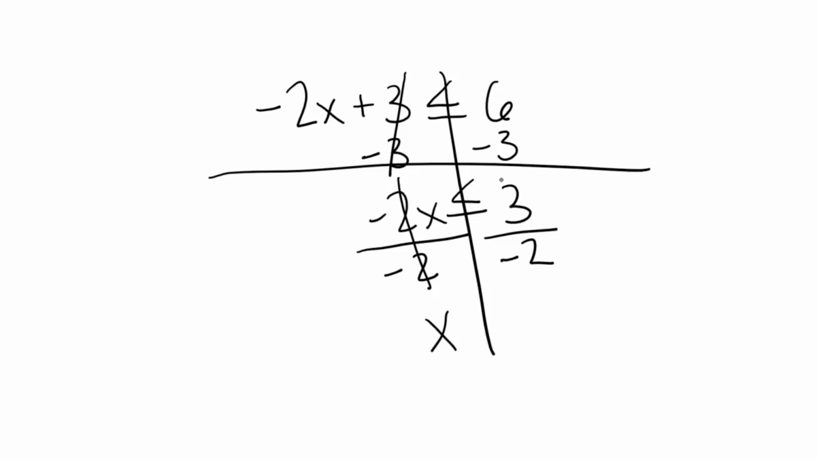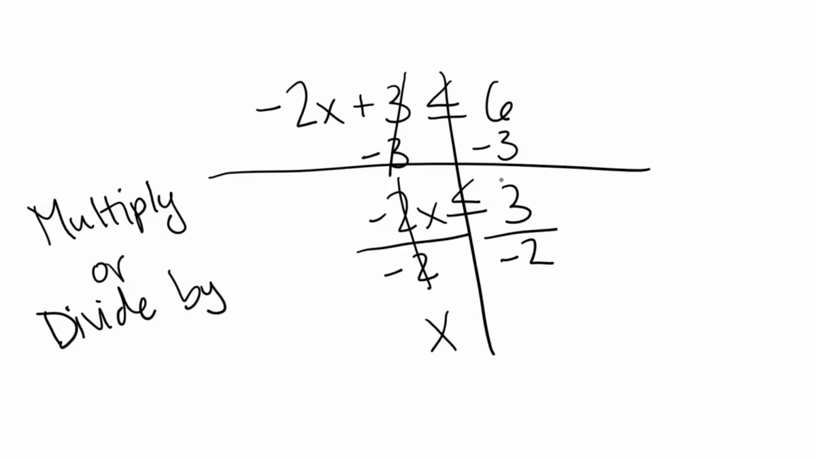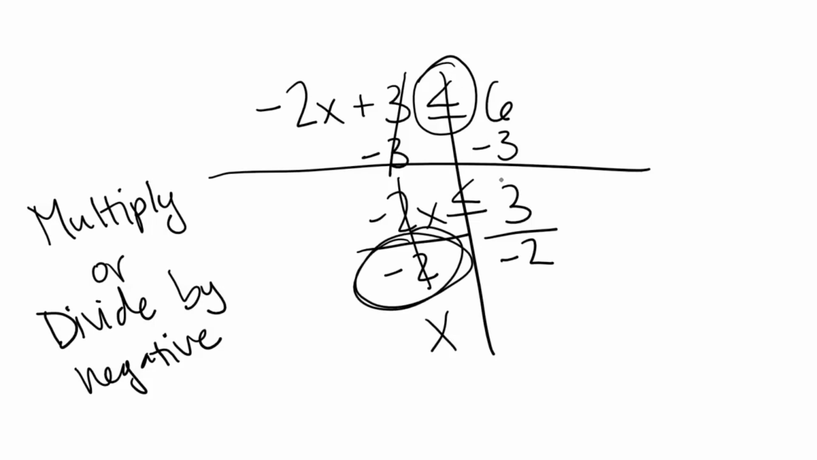Now here is where inequalities are different from regular equations. Anytime you multiply or divide by a negative, you have to flip the inequality sign. Where we started out with less than or equal to, because I divided by a negative right here, I have to flip the sign. So now instead of less than or equal to, it's going to be greater than or equal to. And then I'll just bring that answer down and keep it like a fraction, negative 3/2. And that's our answer.